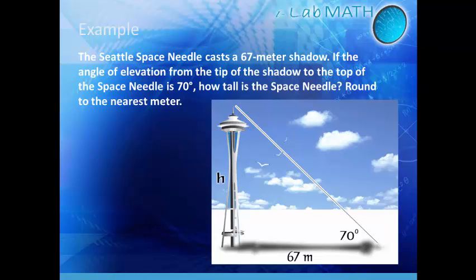We're given the acute angle 70 degrees. Sides given are the height, which is the opposite side, and the adjacent side, which measures 67 meters. What function are we going to use? That is opposite over adjacent. That is tangent. Tangent equals opposite over adjacent, and tangent 70 degrees equals h over 67. H is equal to 67 times tangent 70 degrees, and the height of the Space Needle is approximately 184 meters.